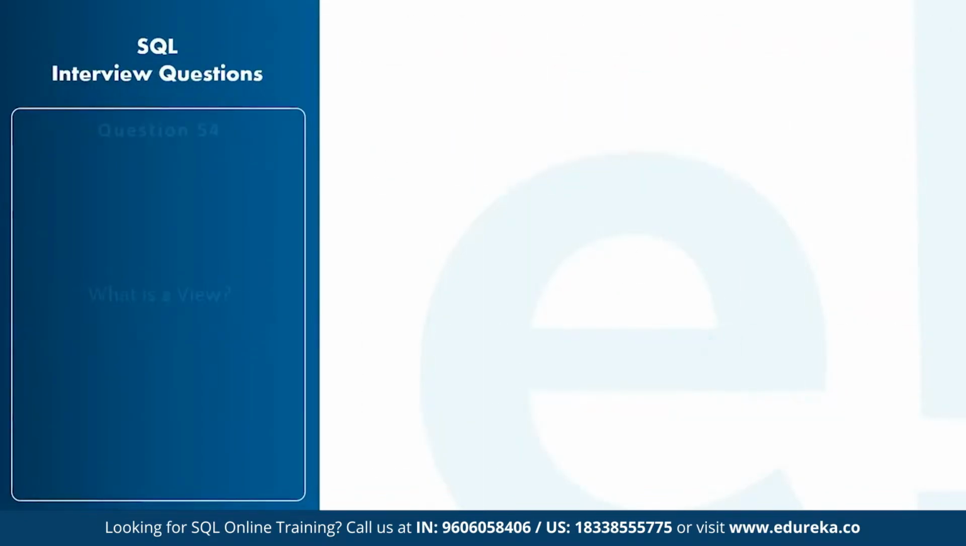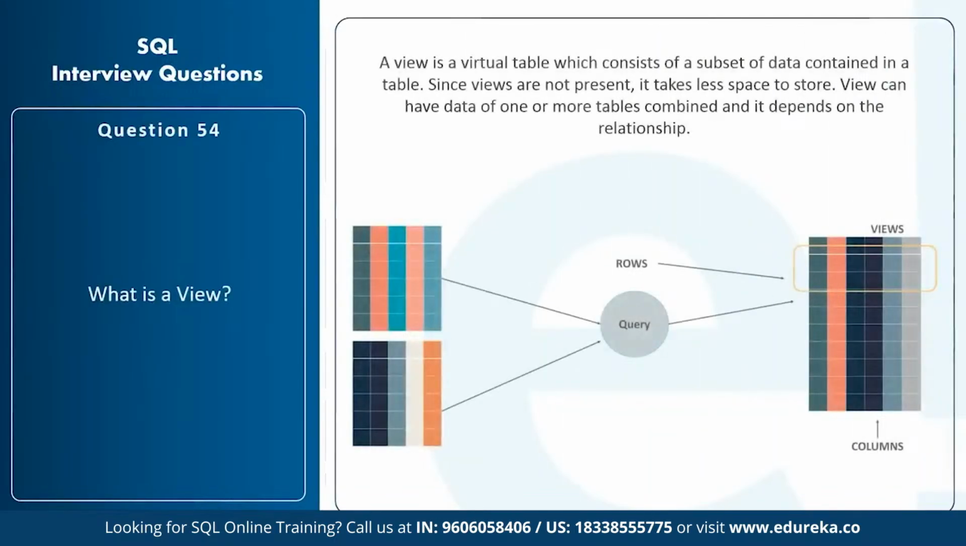Now let's move forward to our next question: what is a view? A view is basically a virtual table which consists of a subset of data contained in a table. Since views are not present physically, they take less space to store, and views can have data of one or more tables combined based on the relationship. As you can see on my screen, I have 2 tables of n number of rows and columns. Once I execute a query to form a view, you can clearly see that it has combined the columns and the rows from both the tables and has created a view of both of these tables as a single table. That's what a view is.